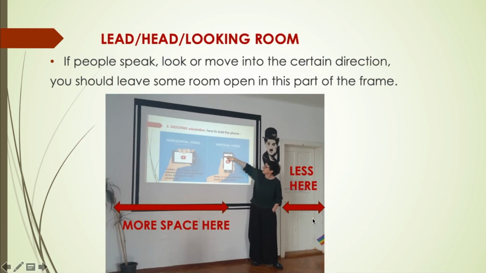When people speak or look or move in a certain direction, like in this case, I'm looking in this direction, and you're trying to capture me, make sure that you leave some room open in this part of the frame. Whichever direction the subject is turning towards, that's where you need to create more space. And then you create less space on the other side.